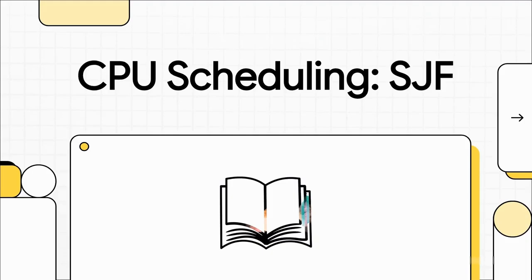Hey everyone! So, have you ever stopped to think about how your computer juggles all the different things you ask it to do at once? It's not magic, it's something called scheduling. And today, we're diving into one of the most famous algorithms out there, shortest job first. Now, the name sounds super simple, right? But trust me, it packs a crucial secret about efficiency and, yeah, a pretty major flaw. So, let's get right into it.